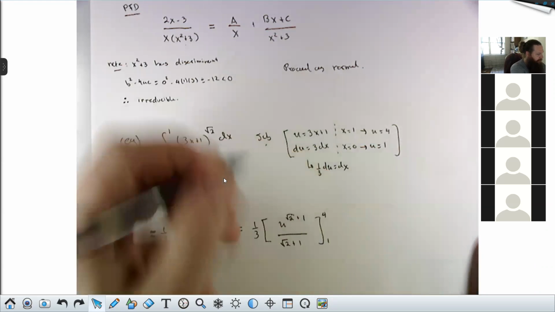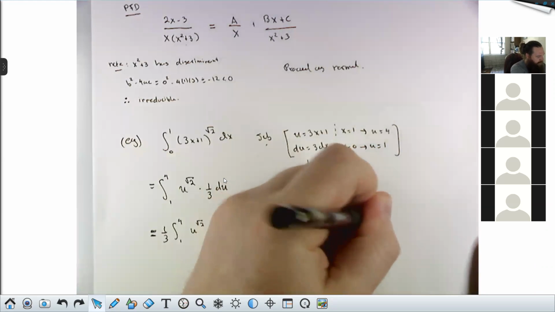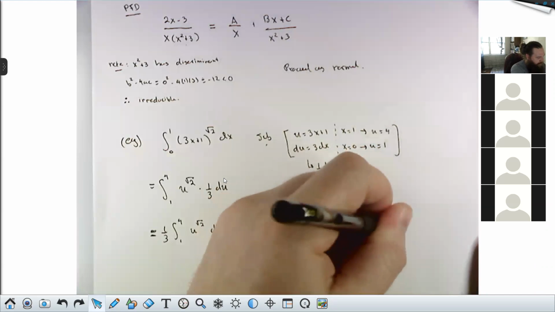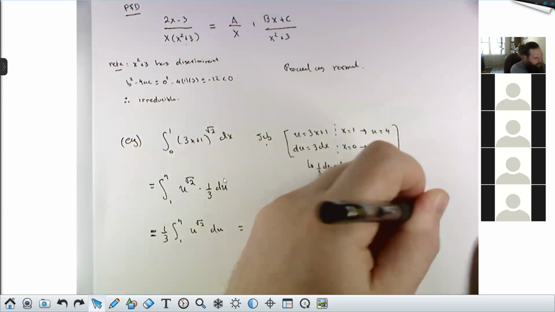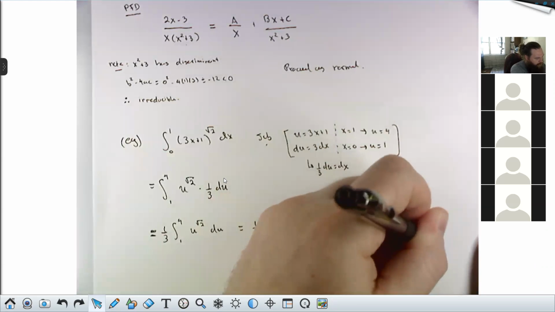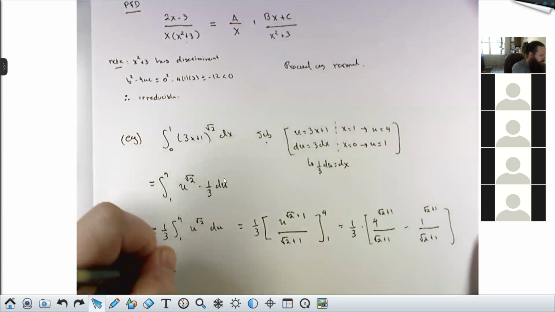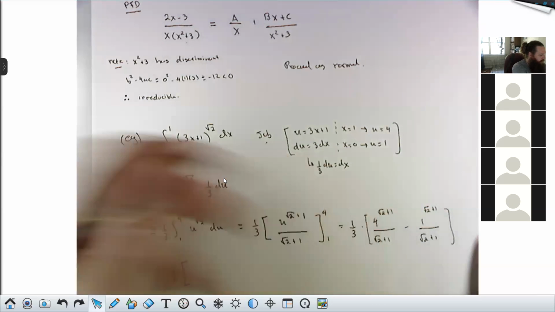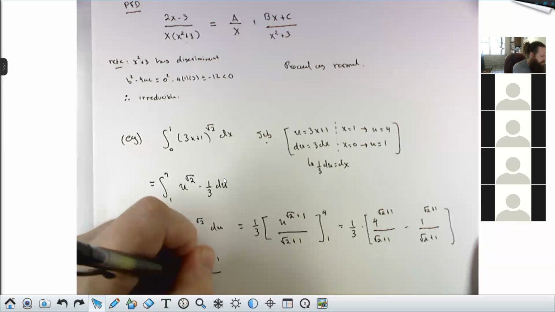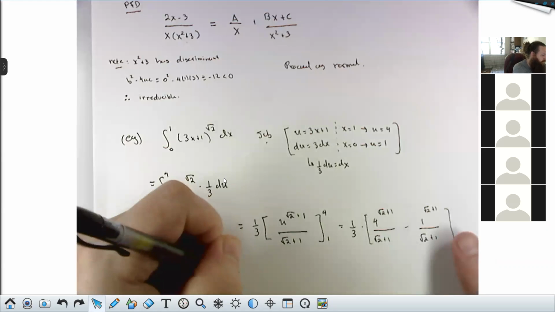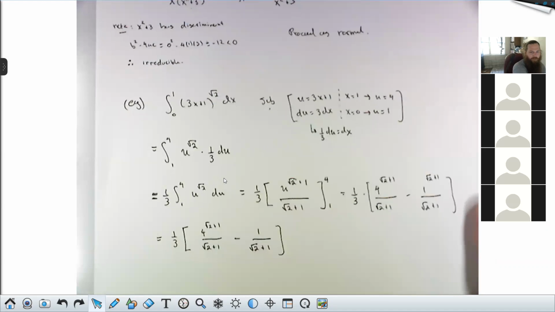So at the end of the day here, this is 1/3 times 4 raised to the root 2 plus 1 over root 2 plus 1, minus 1 raised to the root 2 plus 1 over root 2 plus 1, which is 1/3 times... well, there's nothing you can do with 4 to the root 2 plus 1. It's just 4 to the root 2 plus 1. And then 1 to the root 2 plus 1, that's just 1. So this would be correct.